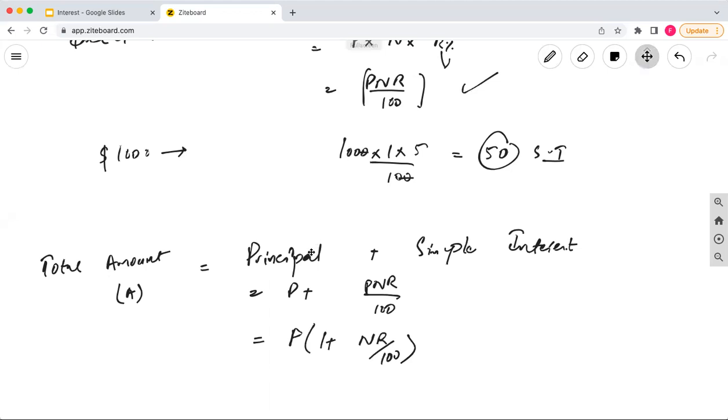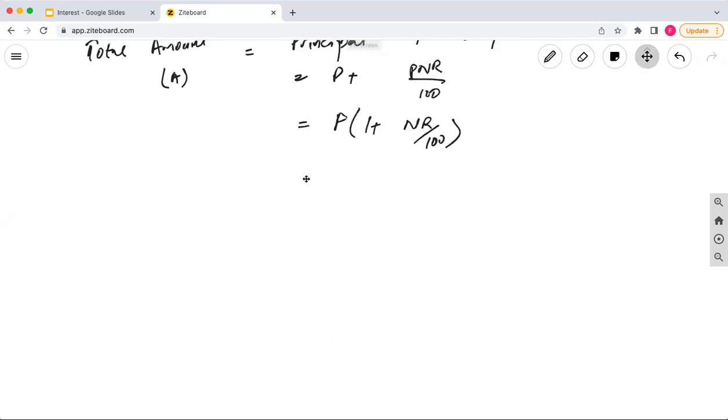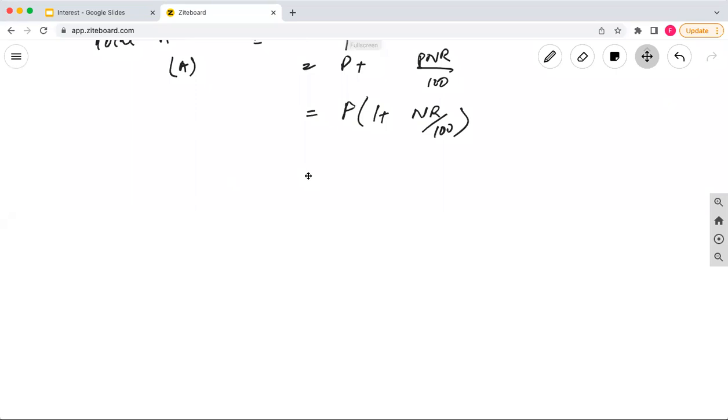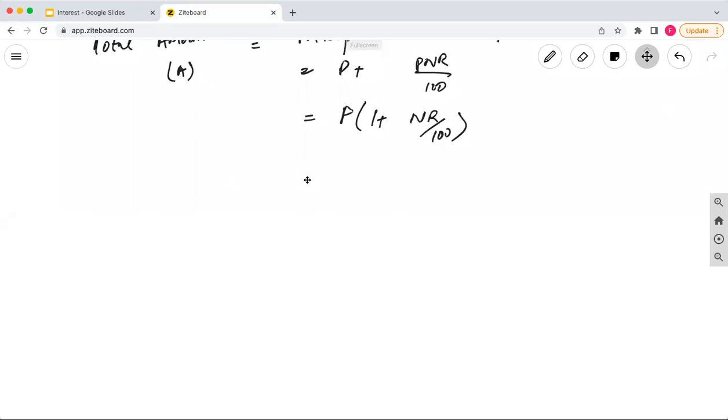Okay. And please let me know if there's any sort of confusion. I will repeat the point that simple interest is always calculated on the principal amount, on the initial amount. That's why the interest is the same for each year.